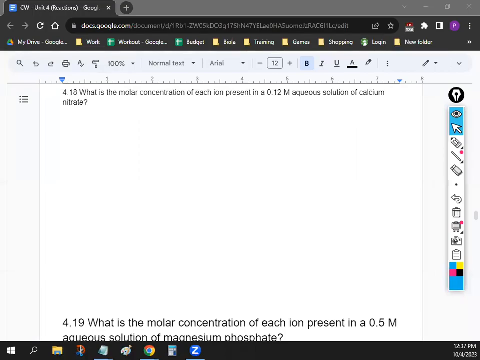Alrighty, guys. So we left off last time talking about molar concentration of ions. We're just going to review it real quick, and I'll have you try 419 on your own. But let's take a look at the molar concentration of this solution. So you have a solution of calcium nitrate, and this is the formula for calcium nitrate.